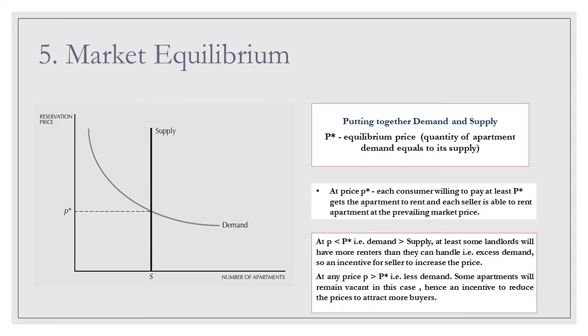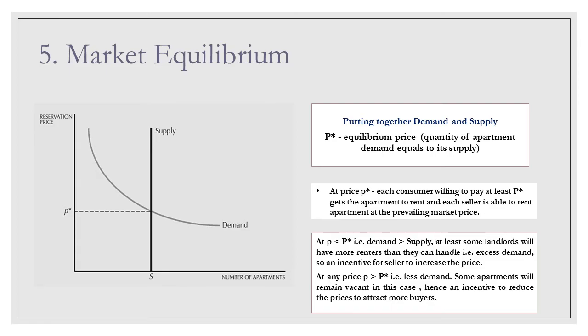Now for the basic model which we had considered for this apartment market, we are clear how our demand curve looks, that is, downward sloping, and the supply curve, which is vertical to the y-axis because of fixed supply in the short run. So now putting together the demand and supply, where we reach is the point of equilibrium, that is P star in the figure, and the quantity of apartments, that is the number of apartments being rented at this price, is S. So P star is the equilibrium price.